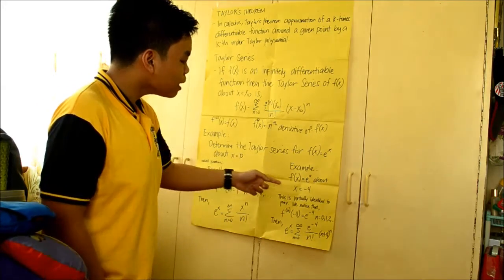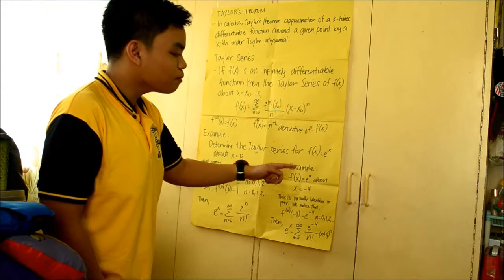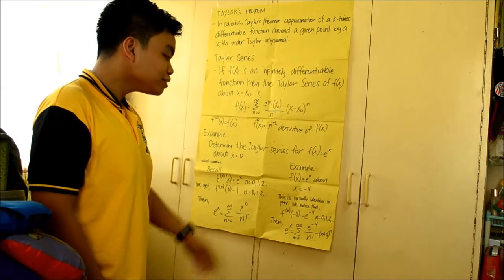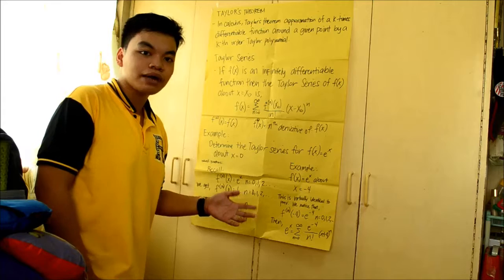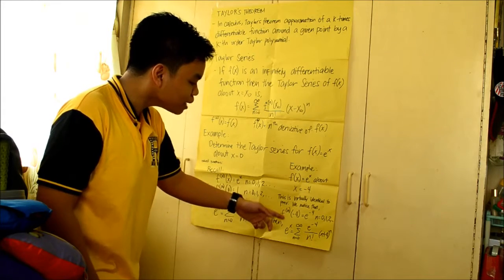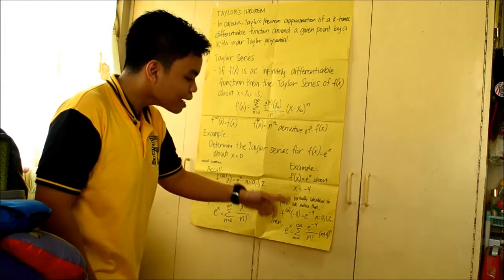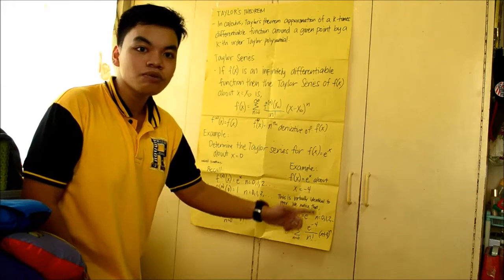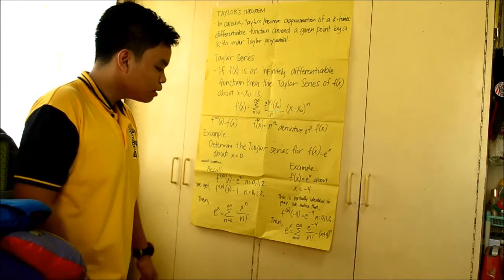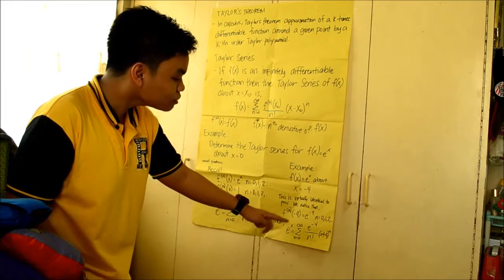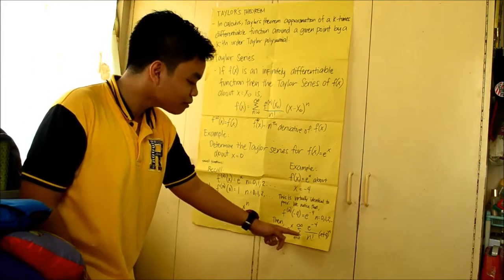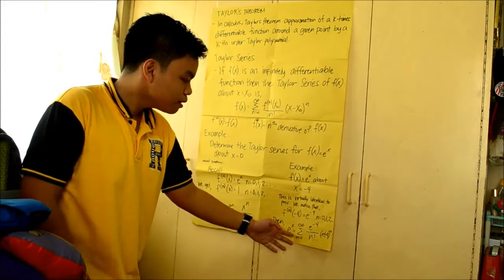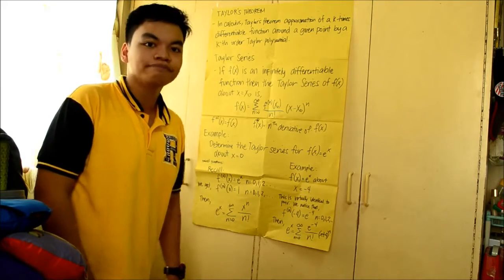Another example: f of x is equal to e raised to x about x equals negative 4. This is virtually identical to the previous example. We notice that f raised to n of negative 4 is equal to e raised to negative 4, n equals 0, 1, 2, and so on and so forth. Then our final answer for that is e raised to x equals the summation of n equals 0, e raised to negative 4 over n factorial times x plus 4 raised to n.